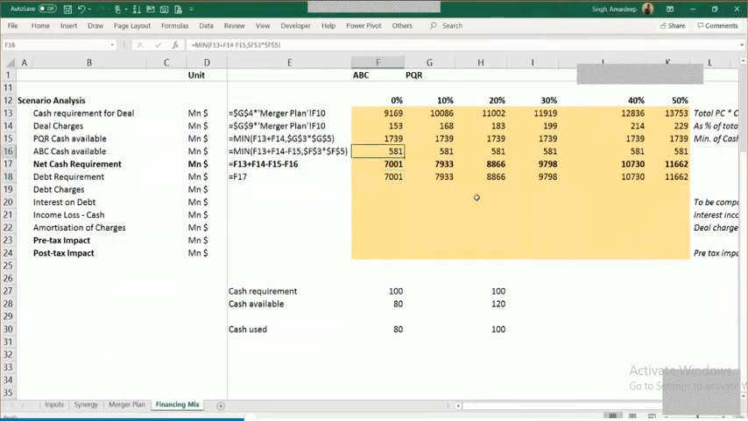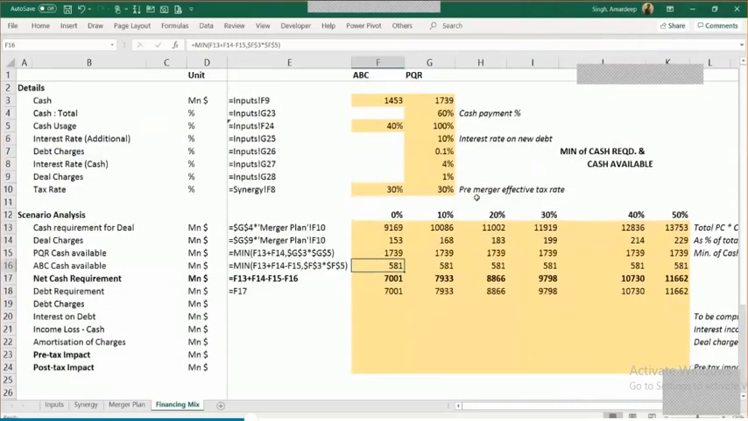And this 581 is basically the amount of ABC cash into 40%. Because you recollect, we discussed this point that in total, these two companies have got a cash position of 3192, but I'm going to use 100% of this and only 40% of this because I want to keep some funds in my company. So that's why 1453 into 40% is 581.